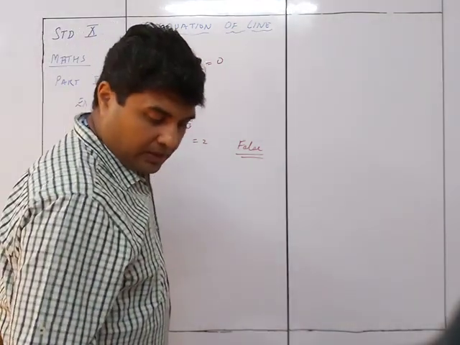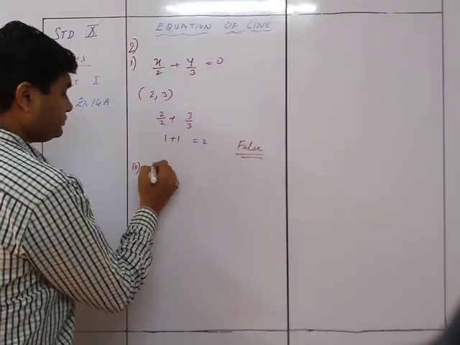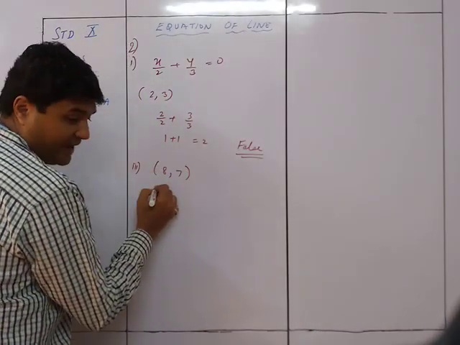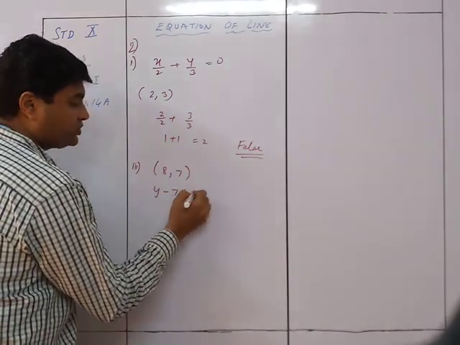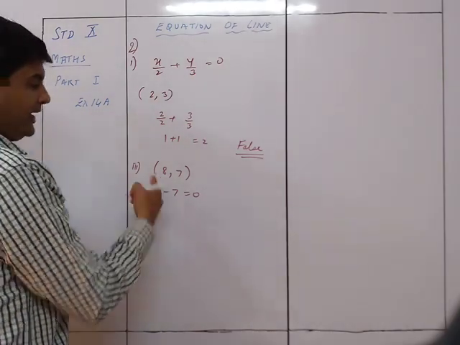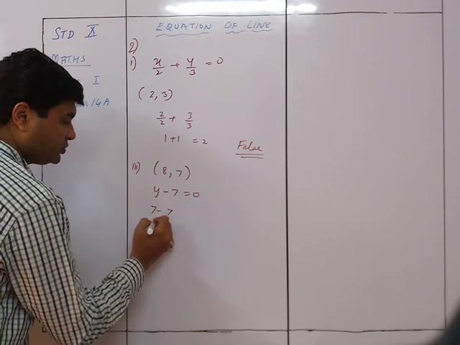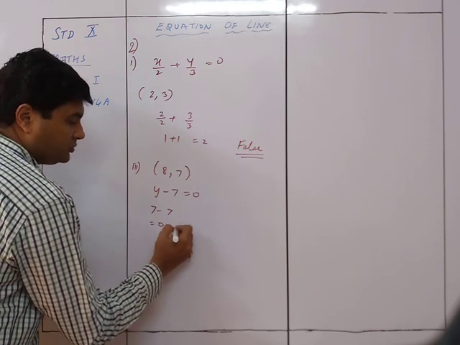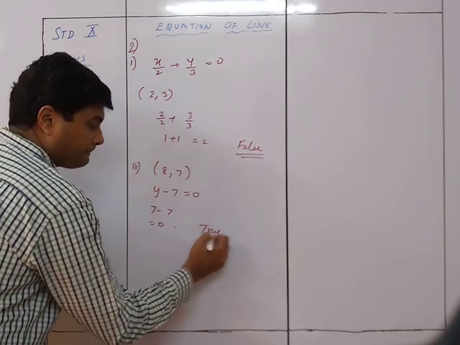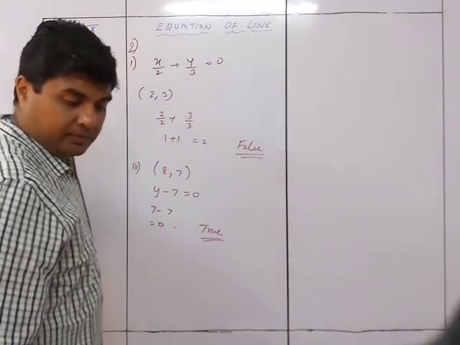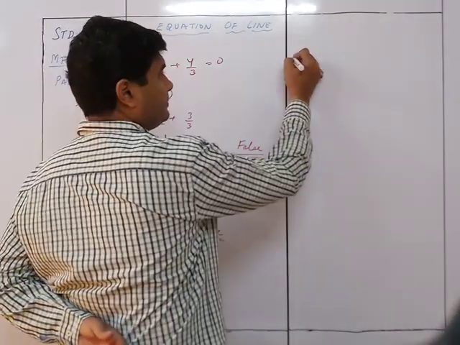See the third one. The point (8, 7) lies on y minus 7 is equal to 0. There is no x here. So 7 minus 7 is equal to 0. So true.